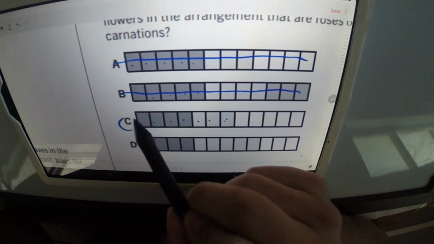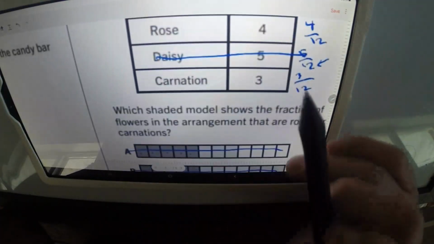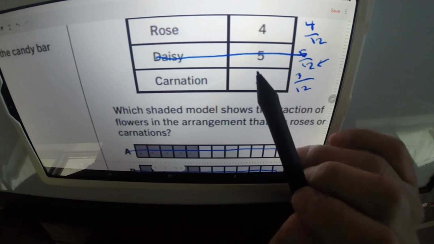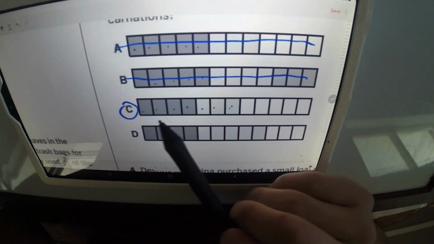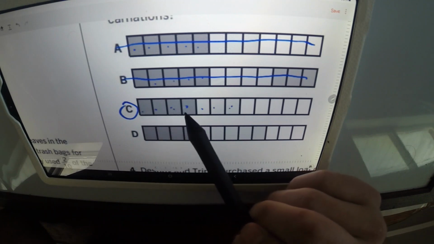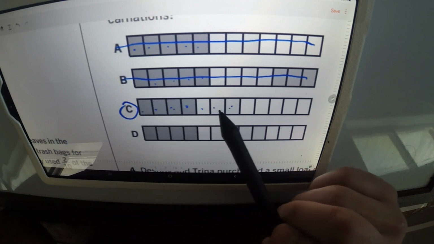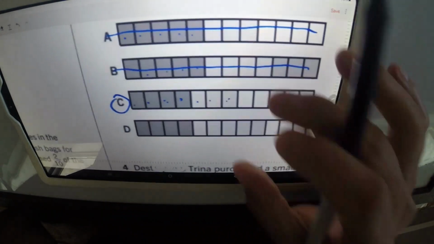So this is our answer because, again, we're looking for an answer that shows us 4 roses of a shaded kind and 3 carnations. And there's no mention of daisies. So again, you can see how this is 1, 2, 3, 4 shaded, this shade, and then 1, 2, 3 shaded, this shade. That's hard to see.